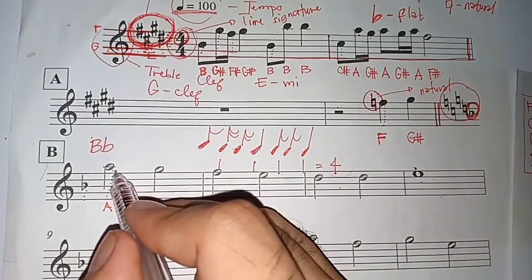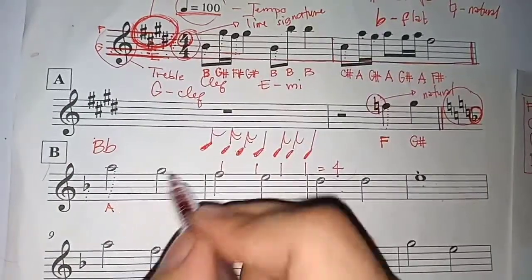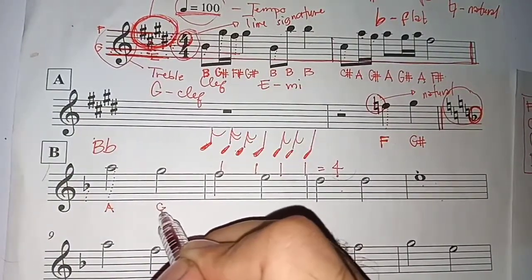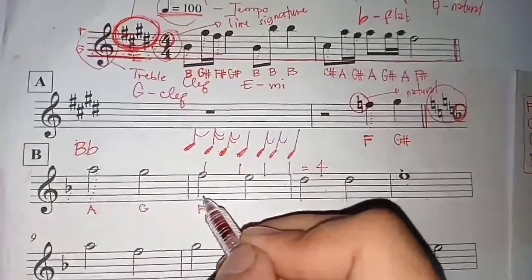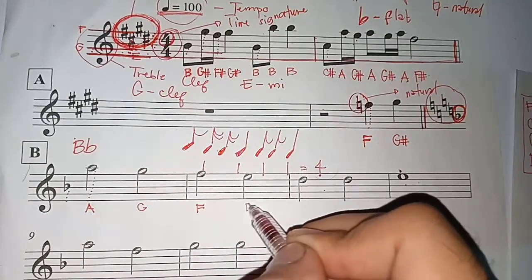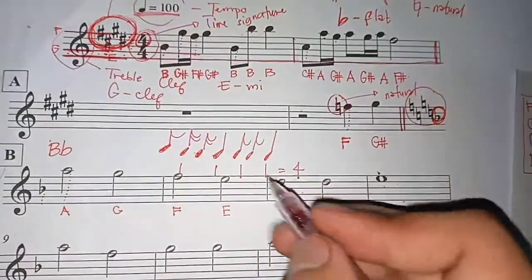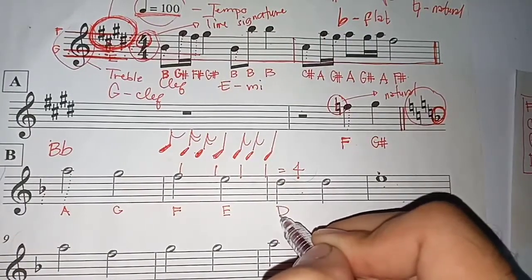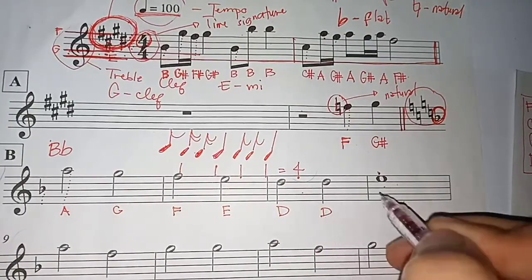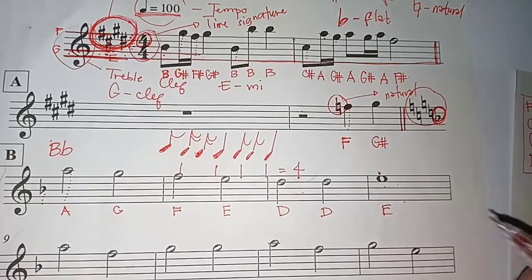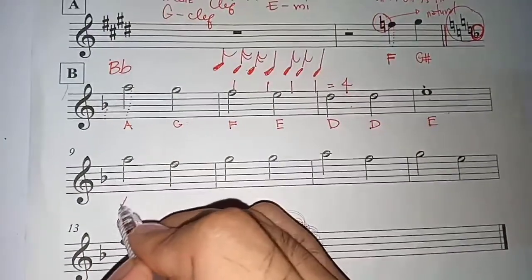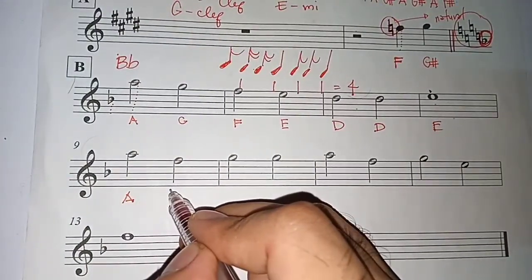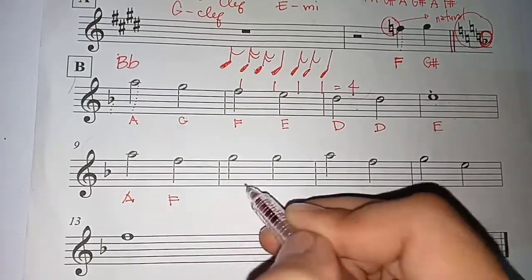Below the A we have G. So just a normal one. Then we have F. Then we have an E. Then we have a D. Then D. Then we have an E. Okay, the next measure, we have this one as an A. We have this one as our F. Then G. Okay, so that's it.